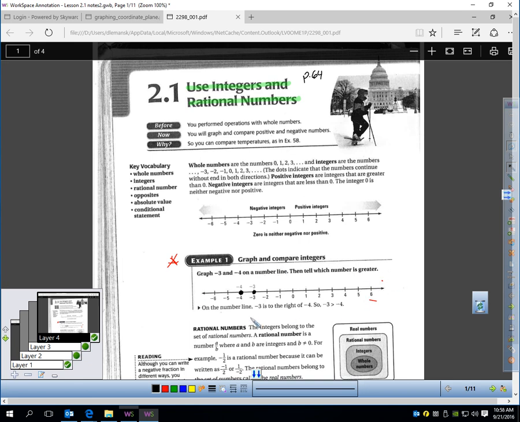And now they want me to compare which is greater. When you look at a number line, the number farther to the right is the greater number. So it's obvious right now, or I hope it is, that -3 is the bigger number. So you notice they wrote -3 is greater than -4. -3 is the larger amount.